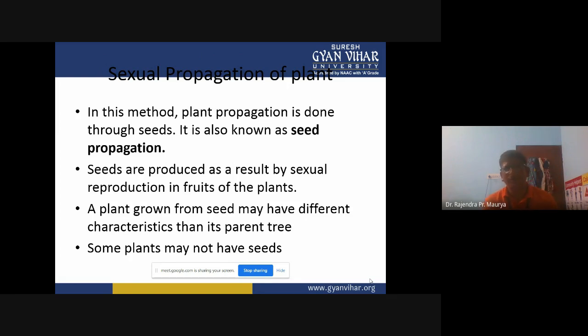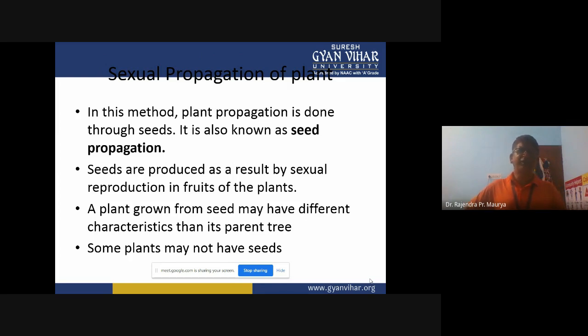So if you are familiar with ferns, then you can understand that in ferns we can use the spores, etc. for propagation. So that is also sexual propagation. Seeds are produced as a result of sexual reproduction in fruits of the plants.